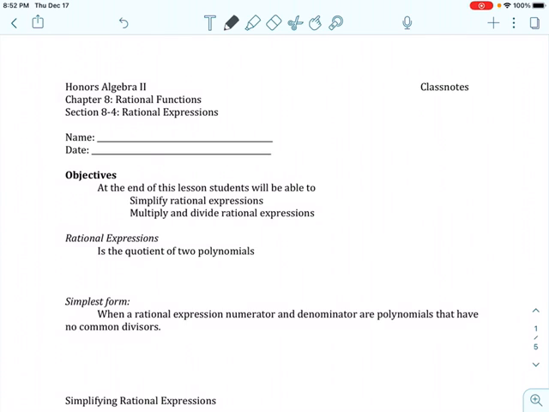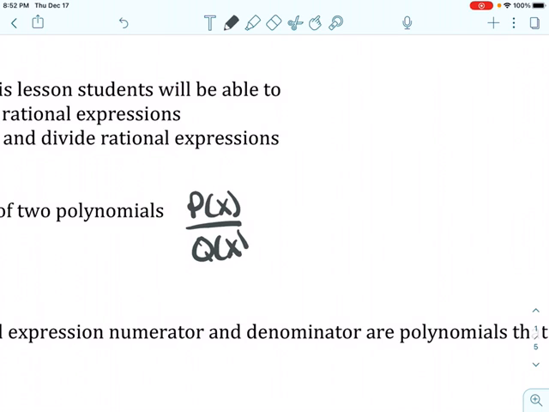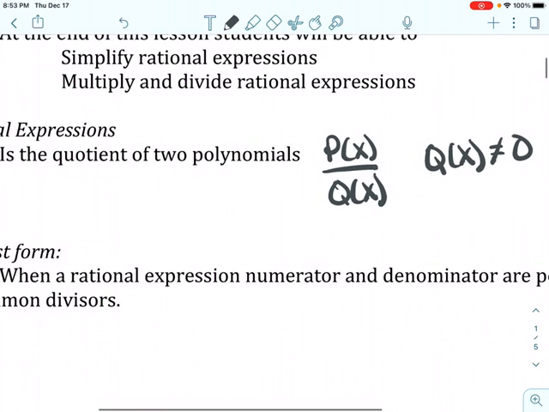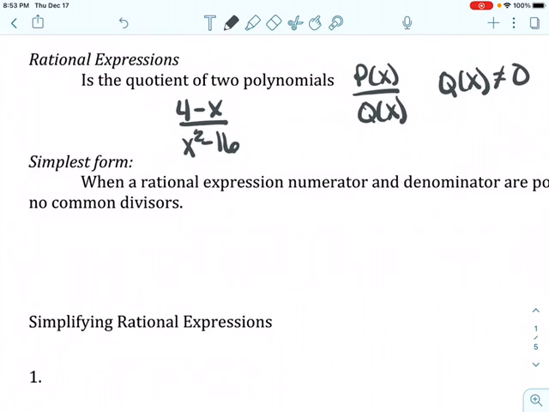So basically, a rational expression is the same thing as a rational function, where with functions we talk about graphing and with expressions we talk about doing the operations. There's not equal to a y value or anything like that. It's just the quotient of two polynomials. So you have your p of x and your q of x, and again, q of x cannot equal 0. So something like 4 minus x over x squared minus 16 would be considered a rational expression.